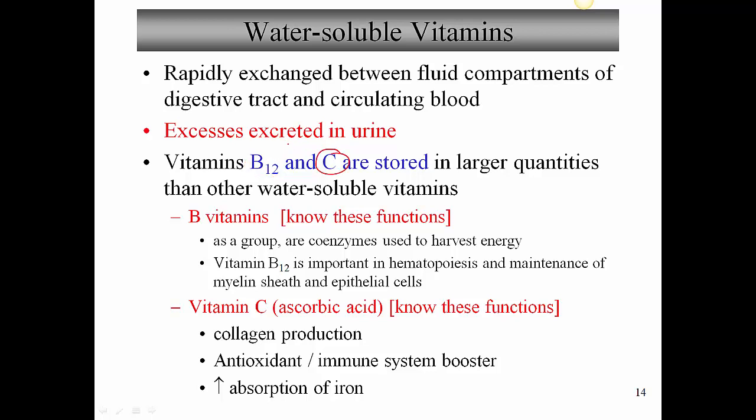Vitamin C is also stored in some of the different tissues in the body, for example, in the adrenal, the pituitary, the thymus, in the retina even. But this is only about a 2-week store. Now, the B vitamins as a group are used as coenzymes to harvest energy from foods. For example, vitamin B1, which is thiamine, is very important. This actually helps the conversion of pyruvate to acetyl-CoA. Should be familiar with that.